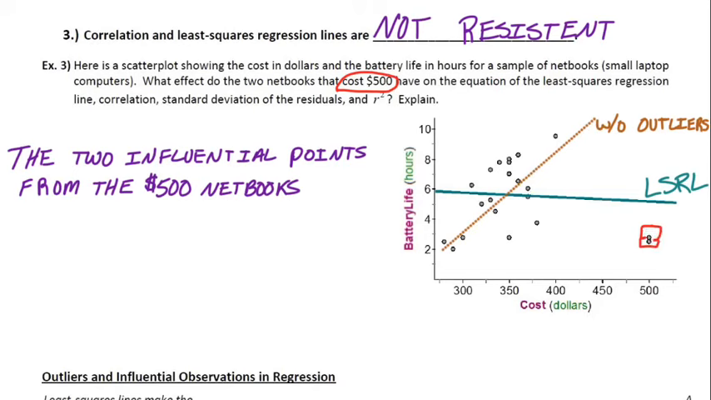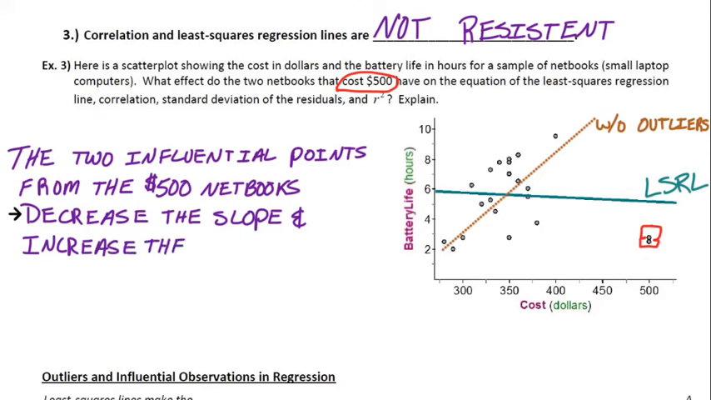If you have those 2 netbooks in the data set, one, it definitely decreased the slope, right? The orange line was without them, and the teal line here. So the slope was definitely decreased. In fact, it's negative now as opposed to positive. It increases the y-intercept. So the y-intercept would have been here, and now it's here.